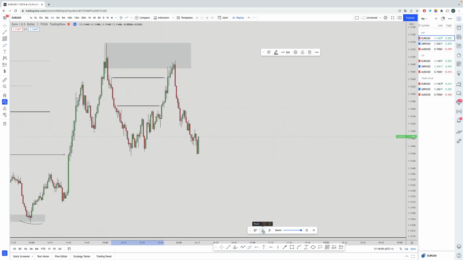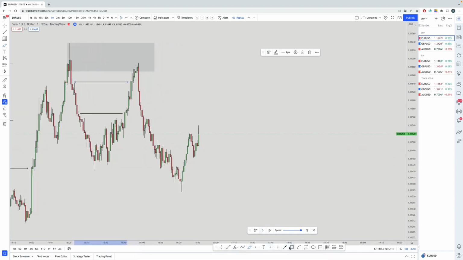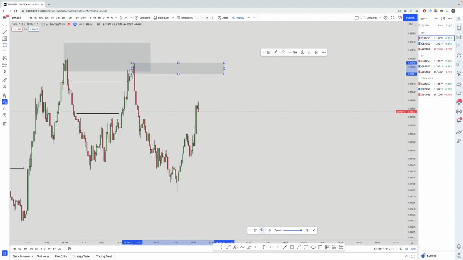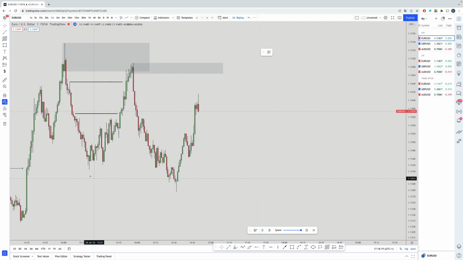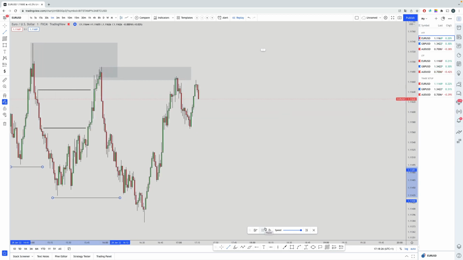Price is dropping lower. And then again, you have a new supply here. Let's wait for that one. You went lower. You broke structure here. You broke structure there. Let's go. Same kind of thing, just repeating the opposite.